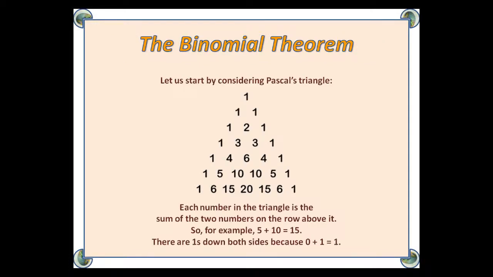The binomial theorem. Let us start by considering Pascal's triangle. Each number in the triangle is the sum of the two numbers on the row immediately above it. So, for example, 5 plus 10 is 15, 10 plus 10 is 20, etc. And notice there are ones down both sides, because 0 plus 1 is 1.